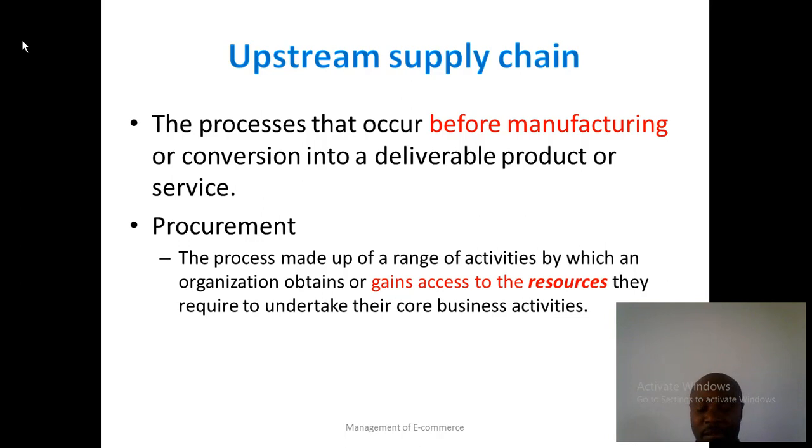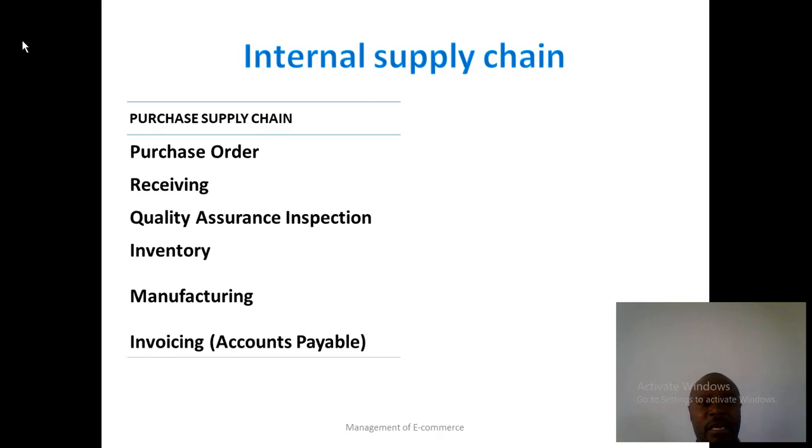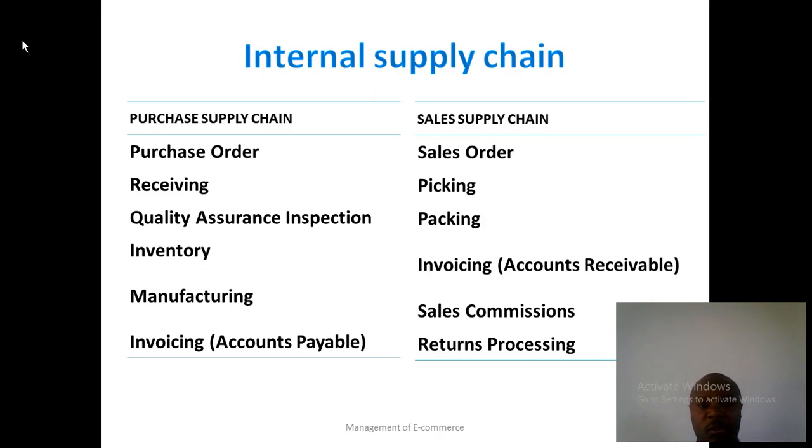Let's move on to internal supply chain. We are looking at the activities which happen during manufacturing. These activities include manufacturing itself, receiving, purchasing, quality assurance inspection, invoice. It also includes sales orders, picking, packing, sales commission, and returns processing. When you are talking of returns, we are talking of products which move from the customers back to the manufacturer. This can happen because maybe the product is faulty, maybe it needs recycling, or maybe the product is damaged.